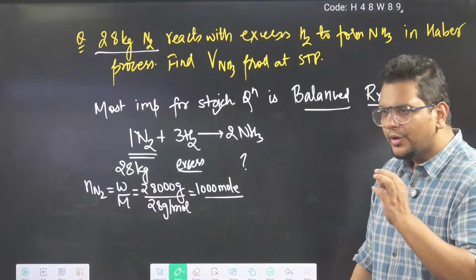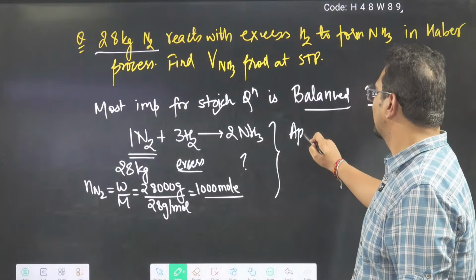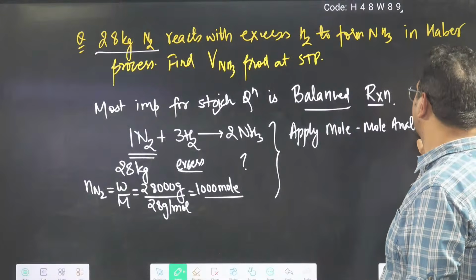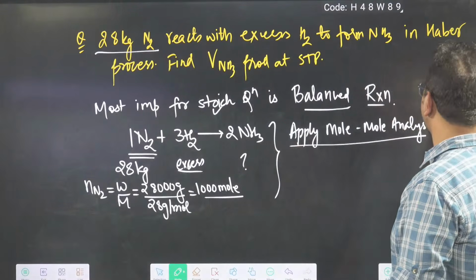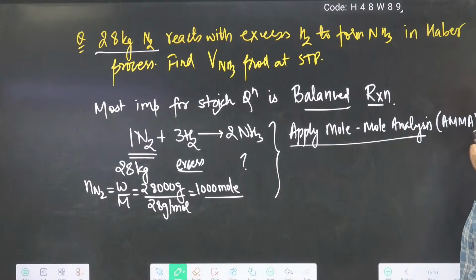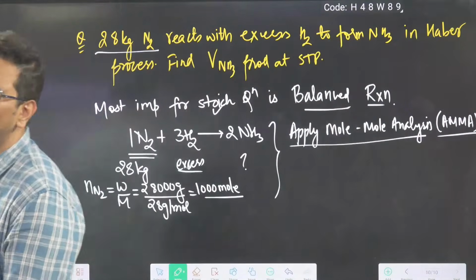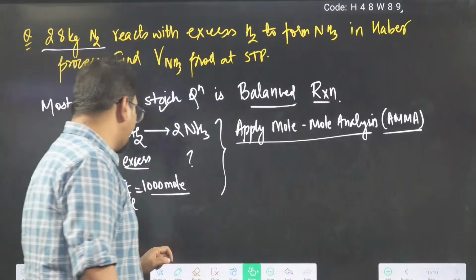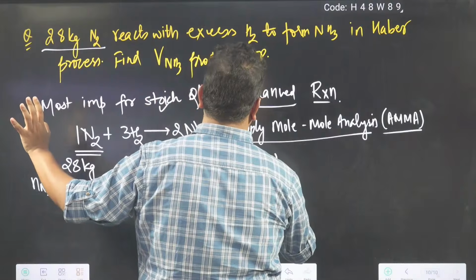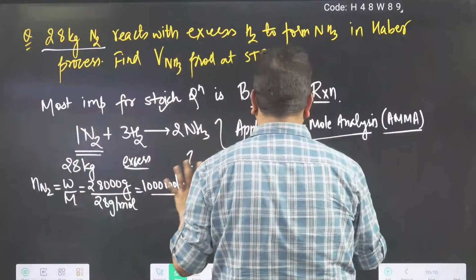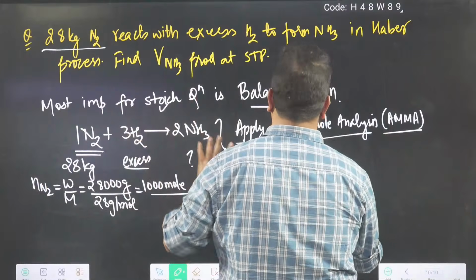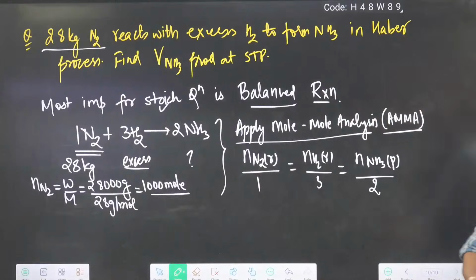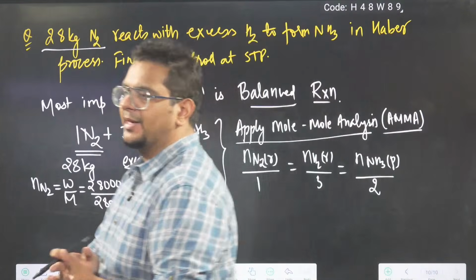Clear? So can we apply mole analysis? Apply mole analysis, I will call it Amma from now on, so that you understand. Amma, apply mole analysis. How will the equation look? Sir, according to the mole analysis equation, reacted moles of nitrogen by stoichiometry is reacted moles of hydrogen by stoichiometry is produced moles of ammonia by stoichiometry.